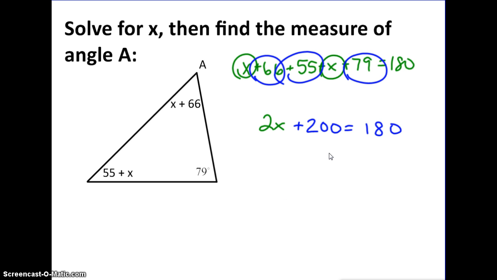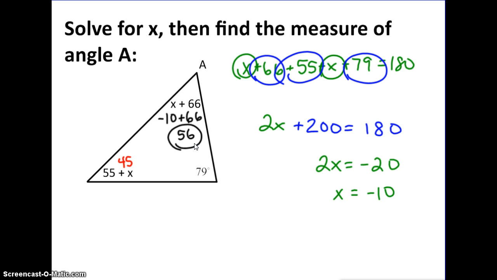When I subtract 200 from both sides, I get 2x equals negative 20. Divide by 2, x equals negative 10. When we plug negative 10 back in, negative 10 plus 66 is going to give me 56 degrees. It's okay to have a negative x value, but it's not okay to have a negative angle measure. Then what you could do is also plug this back in here. 55 minus 10 is 45. So 45 plus 56 plus 79 gives us the 180 that is required of all triangles.